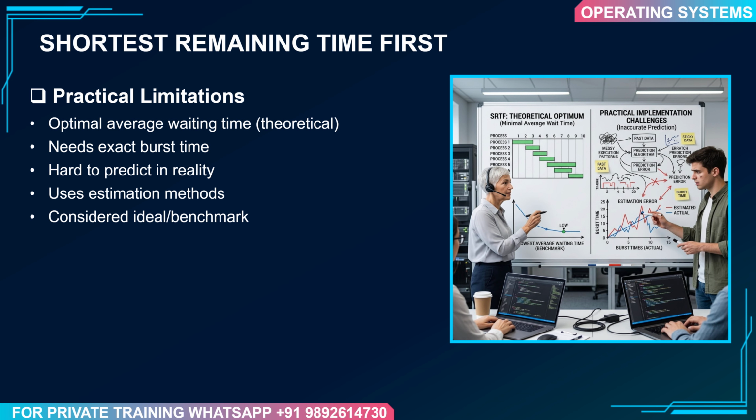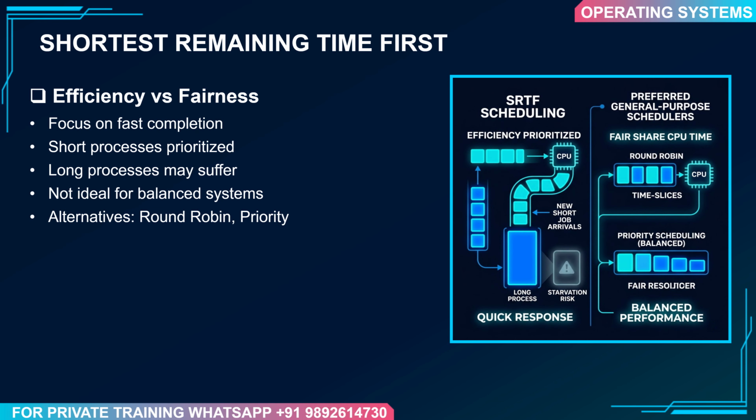At its core, SRTF prioritizes efficiency and quick response over fairness. Short processes get completed very quickly, but longer ones may keep getting delayed, especially if new short jobs continue to arrive. This risk of starvation makes it less suitable for general purpose systems where balanced performance is important. In such cases, algorithms like round robin or priority scheduling are preferred as they ensure that all processes get a fair share of CPU time.